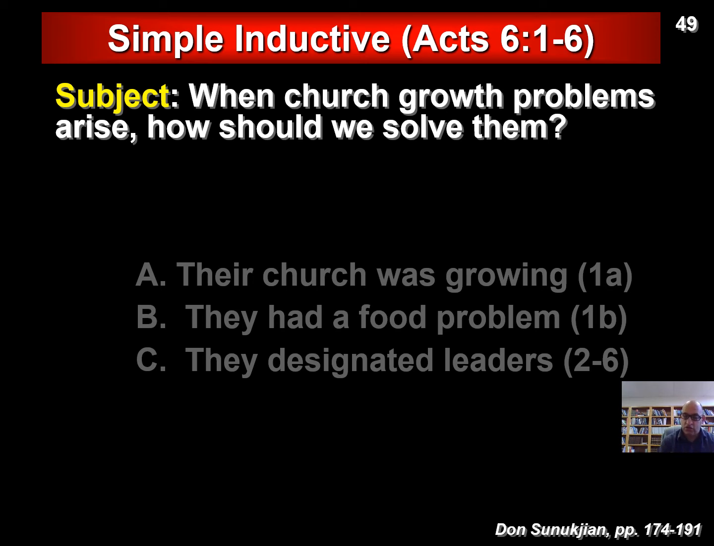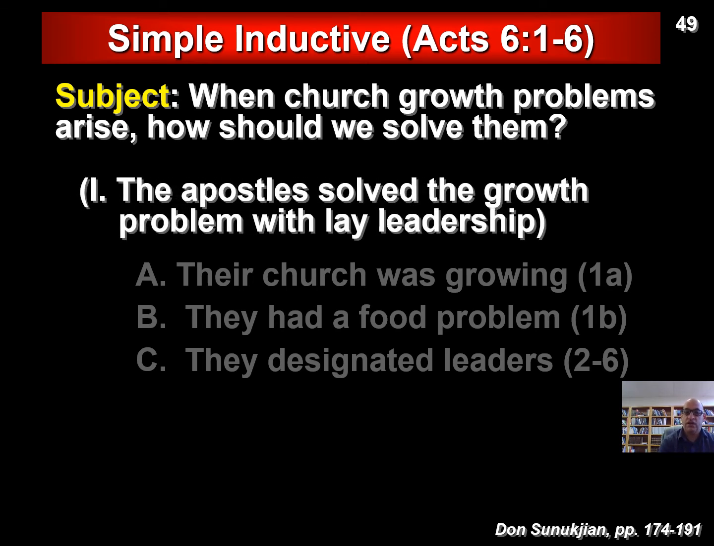Okay, so it's a good beginning subject of the question. And let me try to point this out through a Roman numeral pointing. The apostles solved the growth problem with lay leadership. Now, here is the sermonic problem. The question that you need to think through is, do I say this, the apostles solved the growth problem with lay leadership, as my first point, or do I transpose the structure here and say it in a contemporary way?